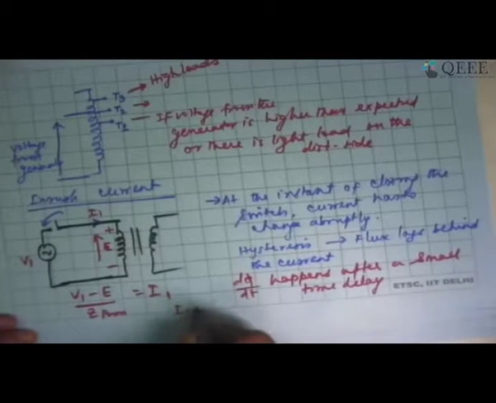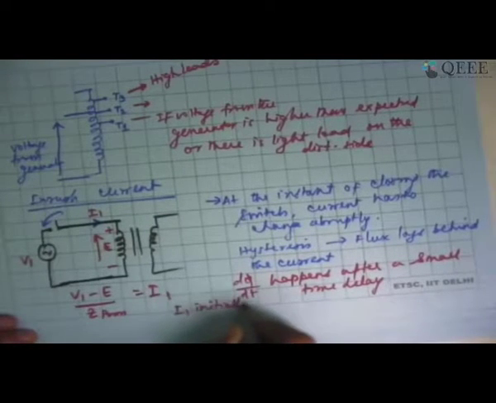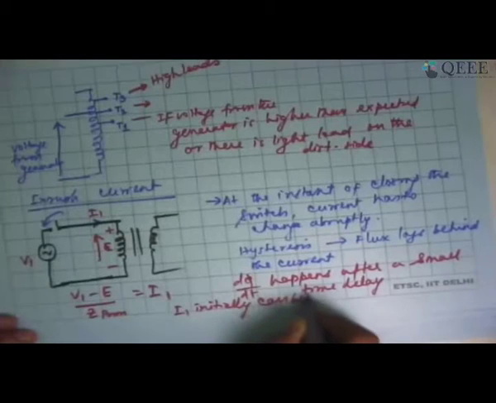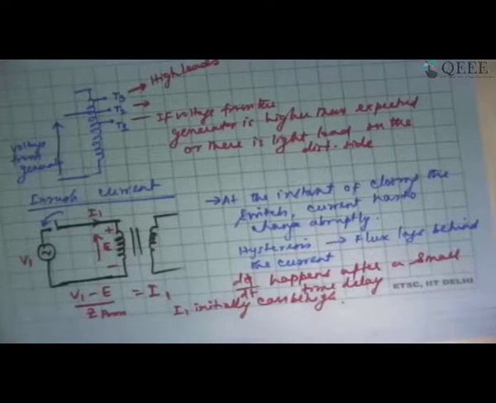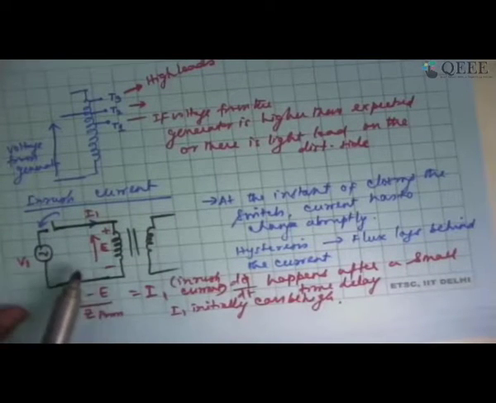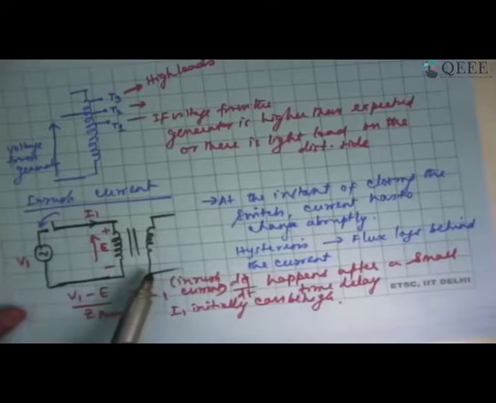So I1 initially can be very high, and we call that the inrush current. Inrush current happens within a matter of time that depends upon the time constant of your transformer circuit. So initially, whatever is the current drawn by the primary winding, that is what is known as the inrush current. I hope that answers the question.